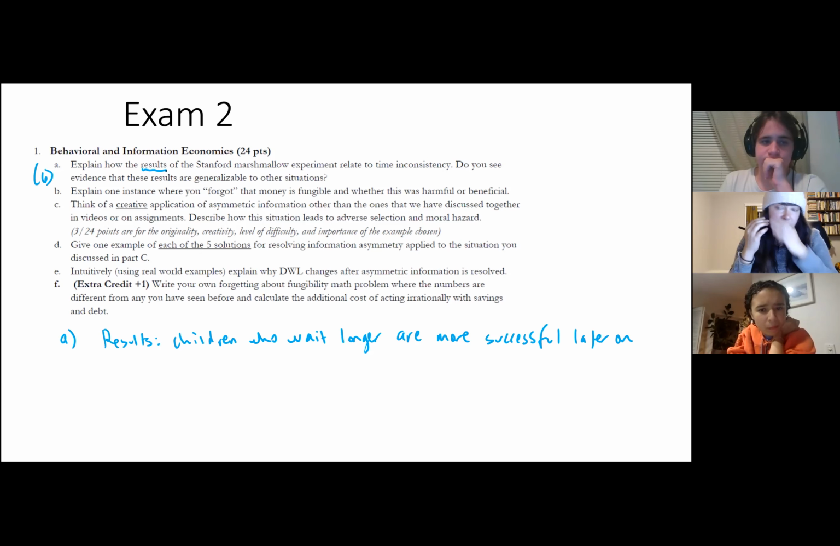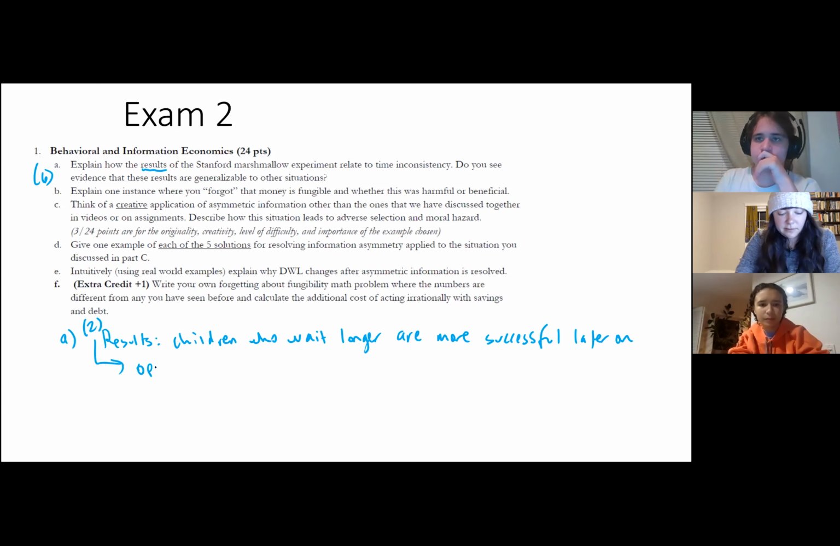What they were trying to study was how your relationship to time inconsistency and procrastination, temptation relate to what happens to you later on. And so their results were that people who waited longer were more successful. So I was asking, how do those relate to time inconsistency, but also whether you think that generalizes. So it was 2 for discussing the results and also your opinion.